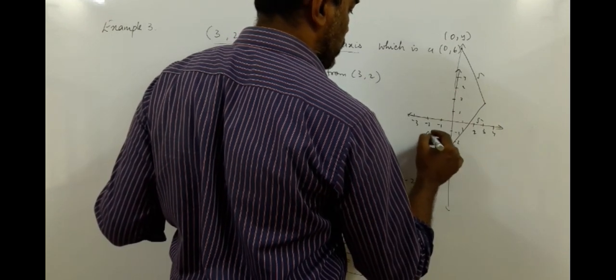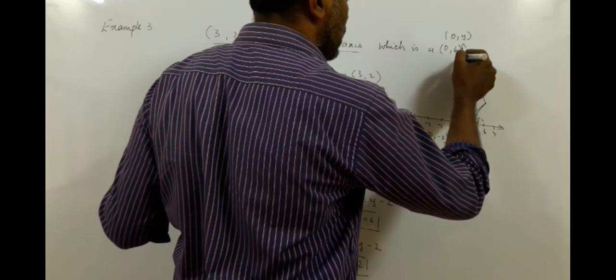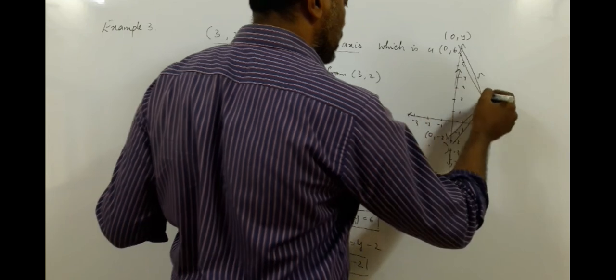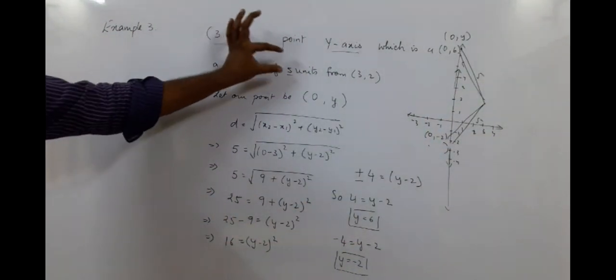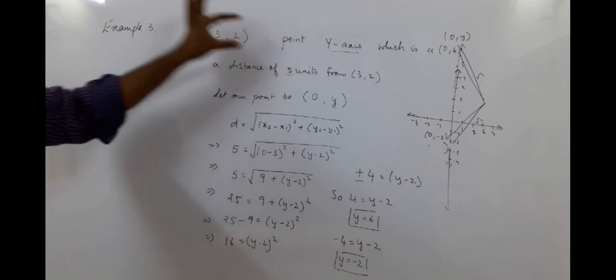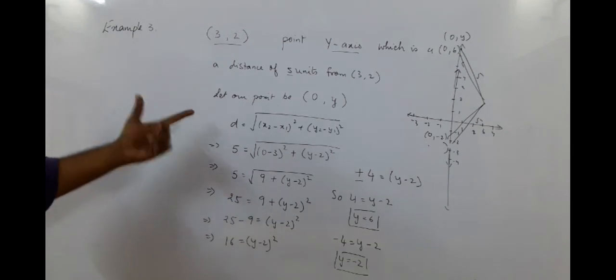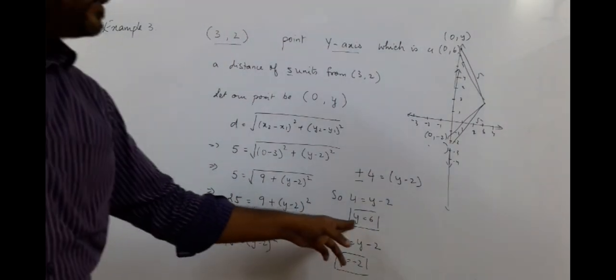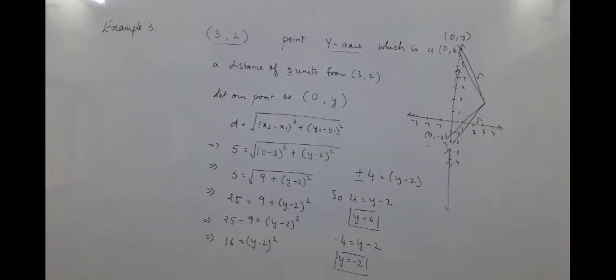This is the point 0, minus 2, right? So you got this and 0, 6. These are the 2 points that we got. So here you see the distance was given to us, 1 point was given to us, a condition was given to us, and with the help of the condition we found out the point could be 0, 6 or 0, minus 2. So this was using the distance formula to find out the coordinates.